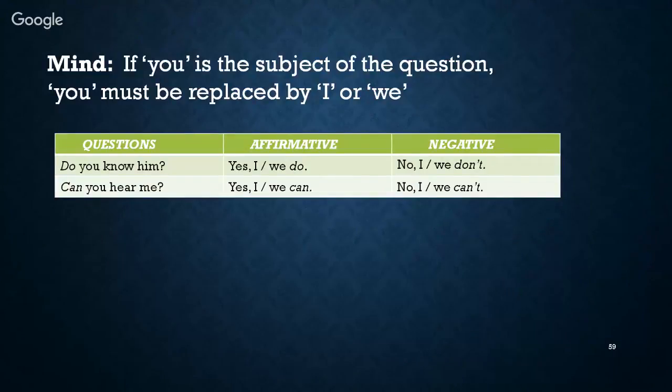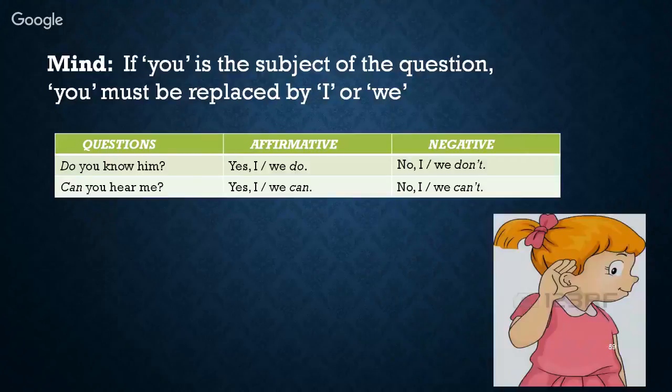Mind you, if you is the subject of the question, you must be replaced by I or we. Now, when someone asks us a question, they reply to us, right? So you becomes I. Do you know him? Yes, I do. Or if it is plural, yes, we do. No, I don't. No, we don't. Can you hear me? Yes, I can. Yes, we can. No, I can't. No, we can't.